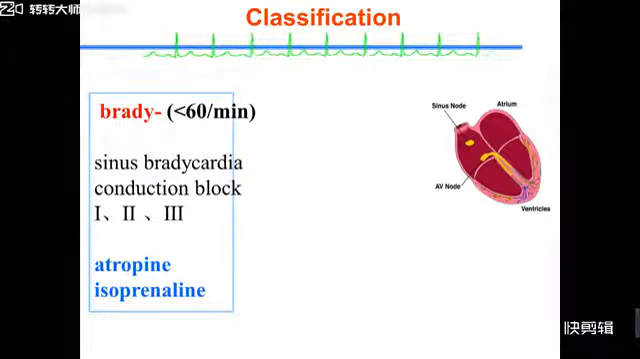Second stage, moderate bradycardia or moderate conduction blockade, means the heart rate is from 50 to 40 beats each minute. These patients are in the second stage, and we should use some drugs to treat them. The third stage, serious patients, means the heart rate is less than 40 beats each minute.